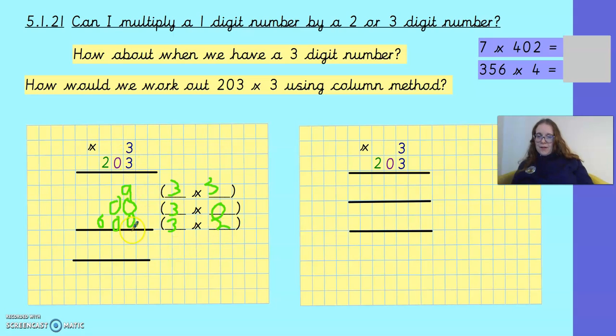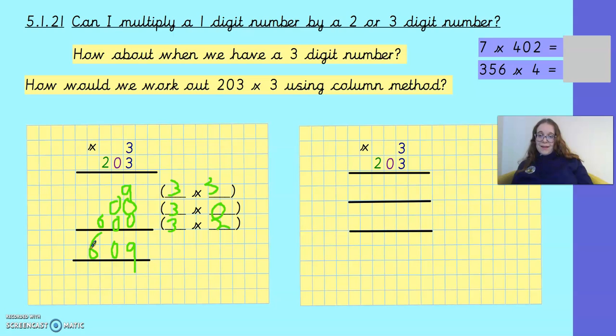So we've now got to add up. Well, 9 plus 0 is 9. 0 plus 0 is 0. That's probably the easiest calculation today. And then 6 plus 0 is 6. So our answer is 609.